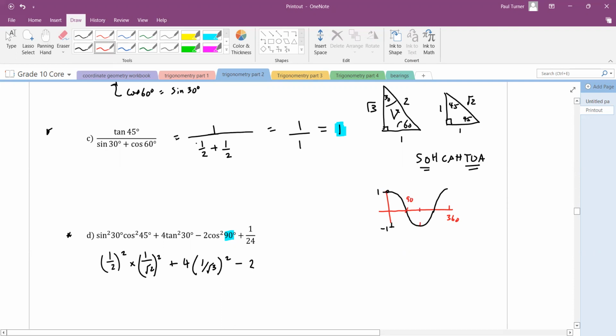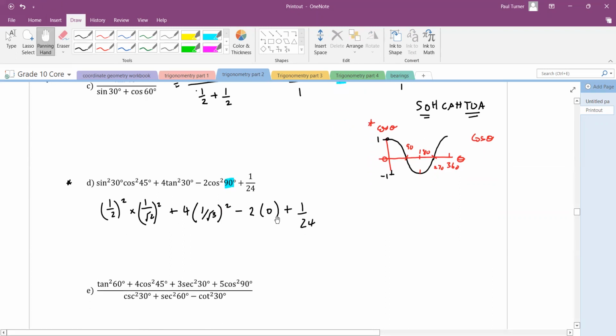This is 180. This point is 270. So this is another diagram you should learn to draw. The key here is cos of the angle. This is cos theta. It will always start at 1. So here we want cos 90. So cos 90, according to this diagram, is 0 on the axis. So this is going to become 0. So we'll put 0 in here, plus 1 on 24, just a fraction.